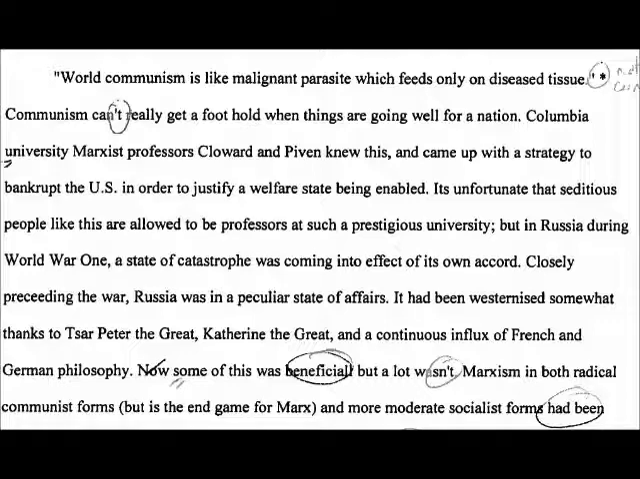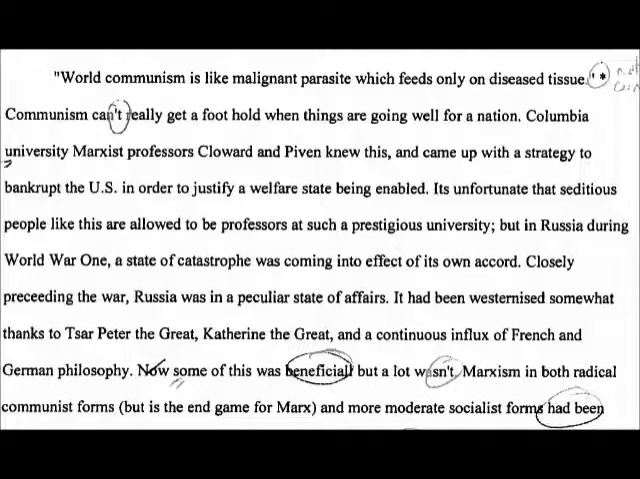Communism can't really get a foothold when things are going well for a nation. It actually gets a little bit worse here in the second sentence. What's the problem with this thesis sentence? Well, first we have a contraction, which is really not something that is appropriate in academic writing. You should not have contractions in your essays, ladies and gentlemen. In addition, the use of the phrase can't really get a foothold is what is referred to as a colloquialism. That is something you might say in conversation, but again is not something that belongs in formal writing. The thesis itself actually is not a bad thesis if expressed properly.